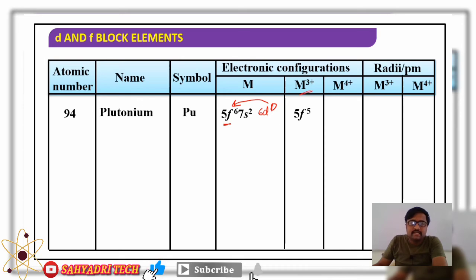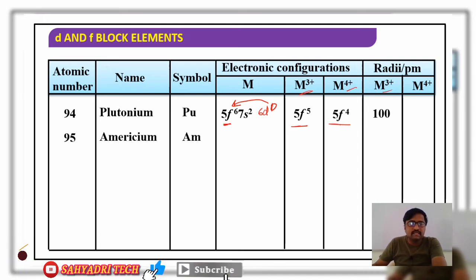And if you consider M3 in +3 oxidation state, what is the electron configuration? It is 5f5. Then in +4 oxidation state, it is 5f4. Then if you consider ionic radii in +3 oxidation state, it is 100 picometer. Then coming to atomic number 95, americium, Am is the symbol.